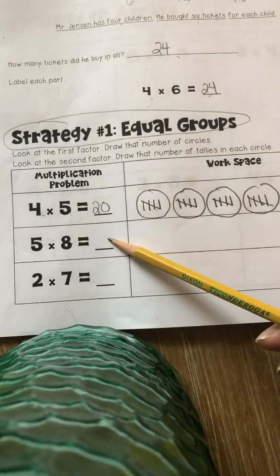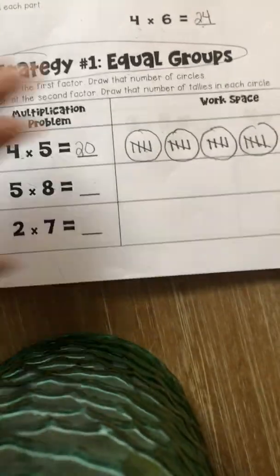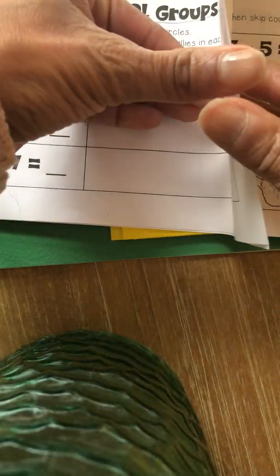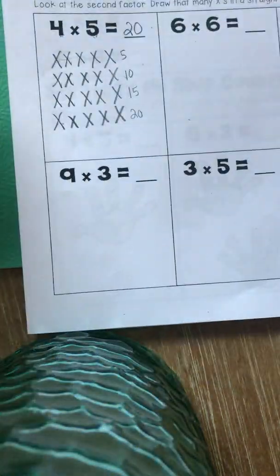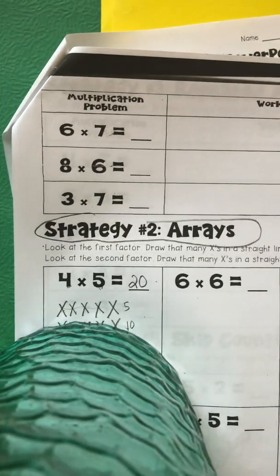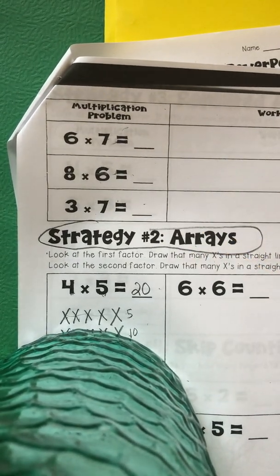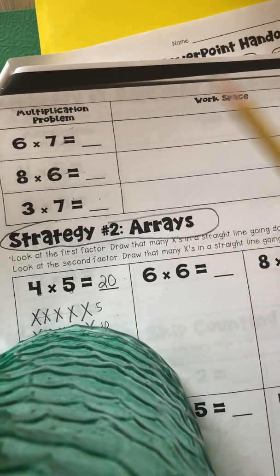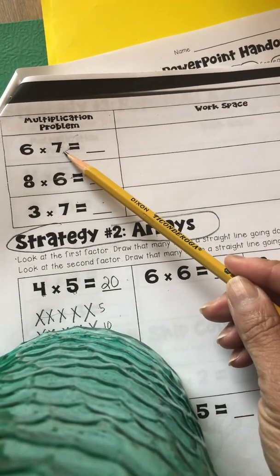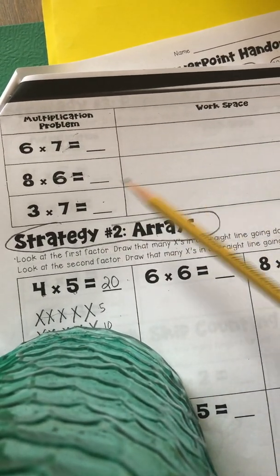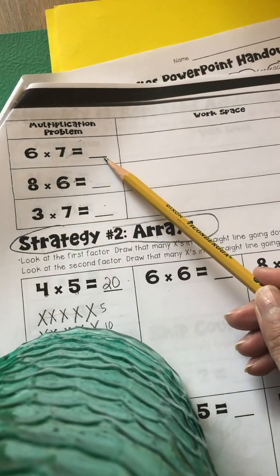You're going to do 5 times 8, 2 times 7. Boys and girls, you're going to go to the next page, and you're also going to do 6 times 7, 8 times 6, and 3 times 7. Again, draw the circles, draw how many tally marks go inside each circle, and then count to find your answer.